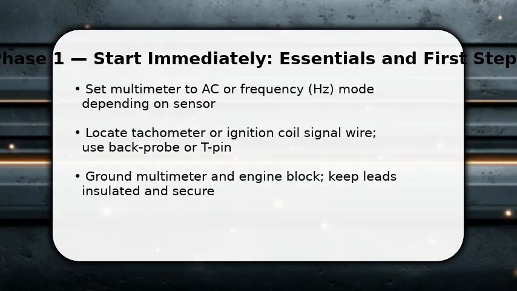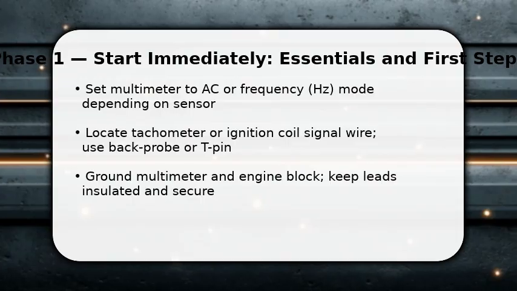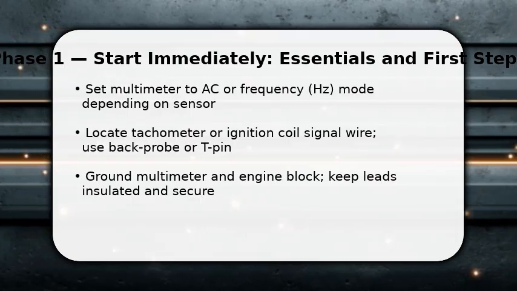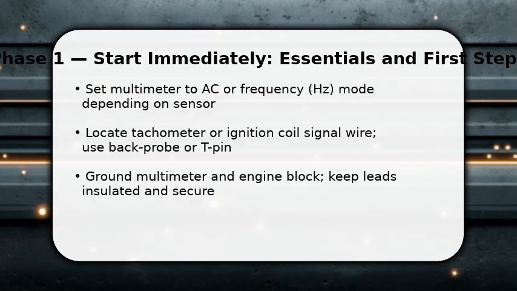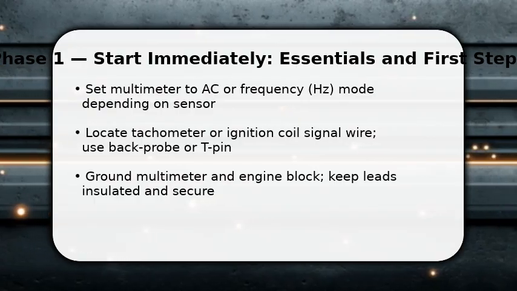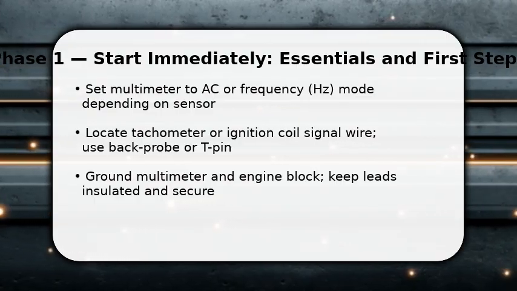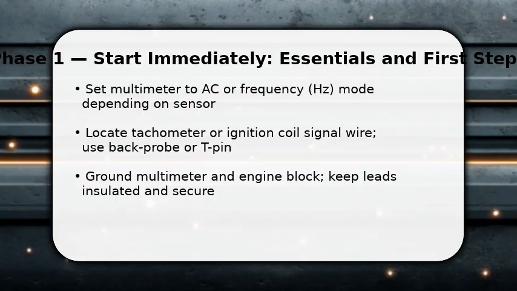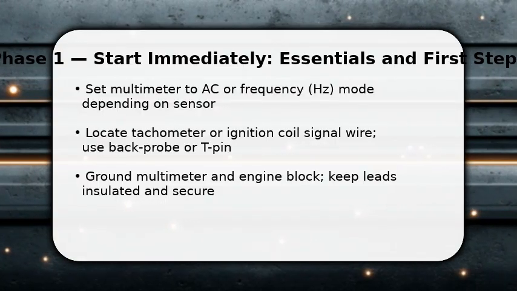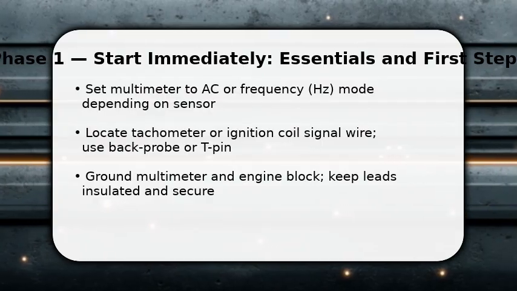You begin by choosing the right mode on your multimeter. AC volts for coil pulsations or Hz for frequency to RPM conversion. Once done, identify the tach or coil signal wire, backprobe it carefully, and clamp your ground to the engine block so readings reference the same circuit.